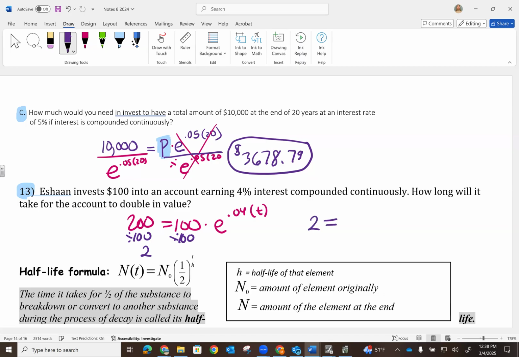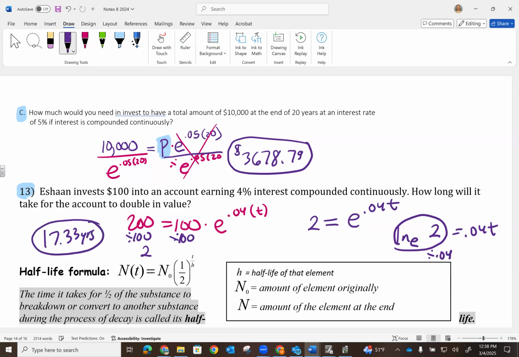So if you got 2 equals e to the 0.04t, switching forms, we've isolated the power. The only thing here is e to the power. So let's do ln: 0.04t equals ln 2. Put this in your calculator, and when you're done doing that, divide by 0.04, and your answer will be 17.33 years. Did you guys get that? Okay. And because it's compounding continuously throughout the year, you don't have to wait for 18 years. It's throughout the year you're getting paid. So 17.33 years. Okay, now, questions before I move on?